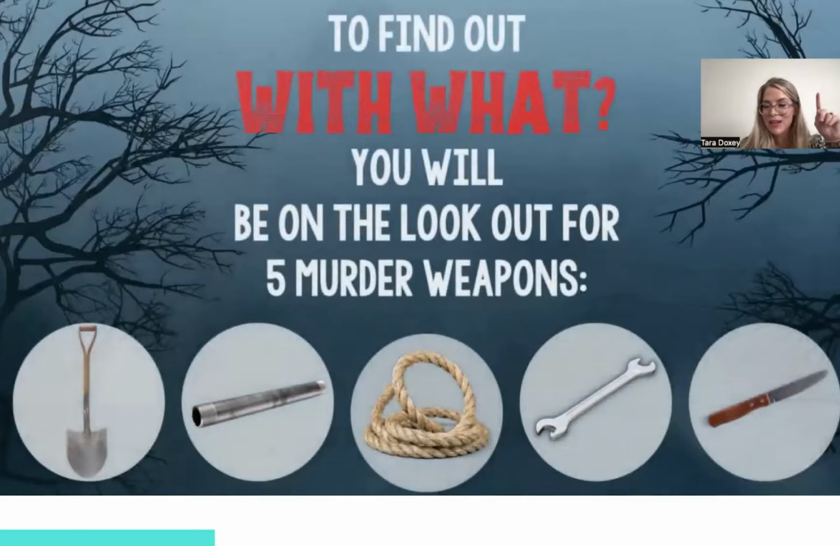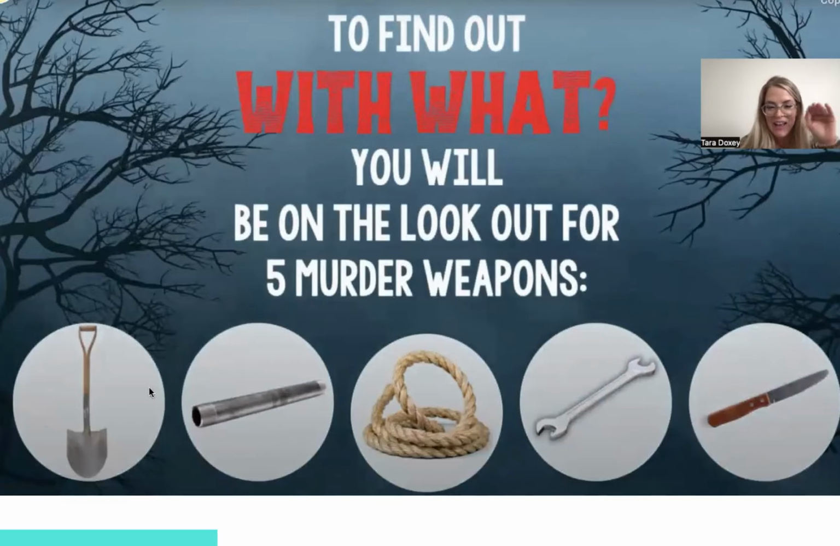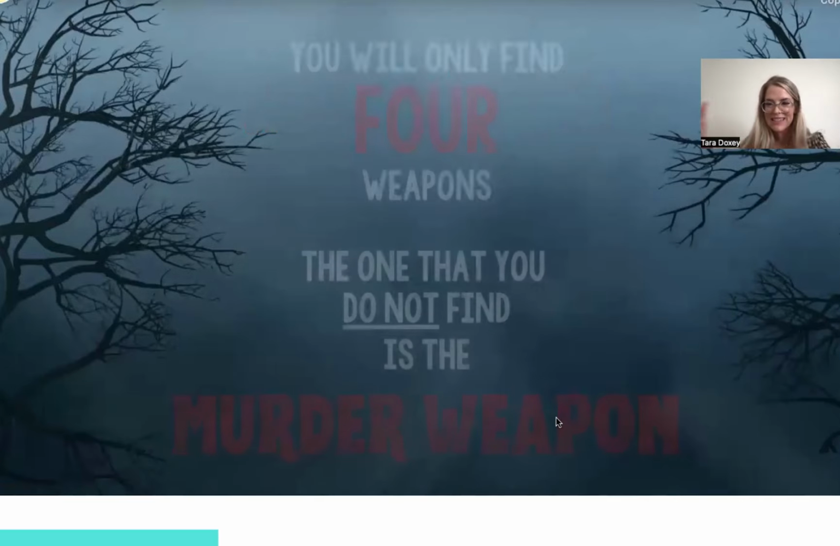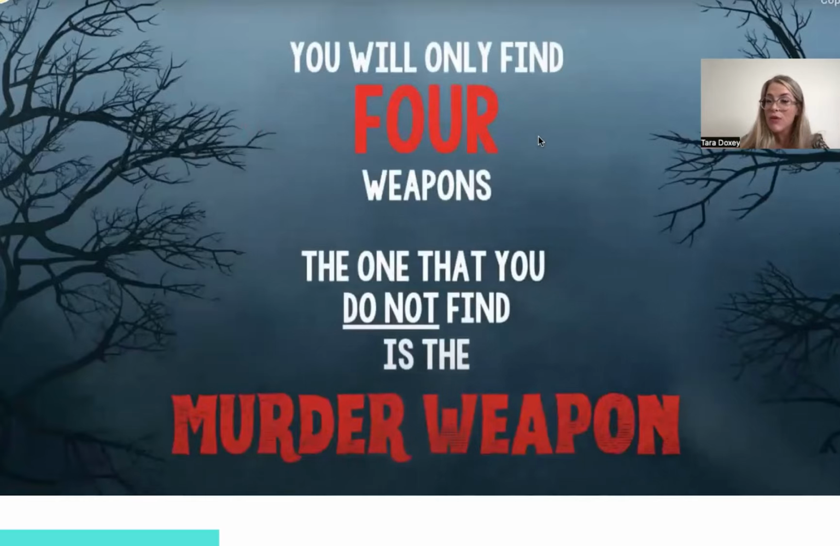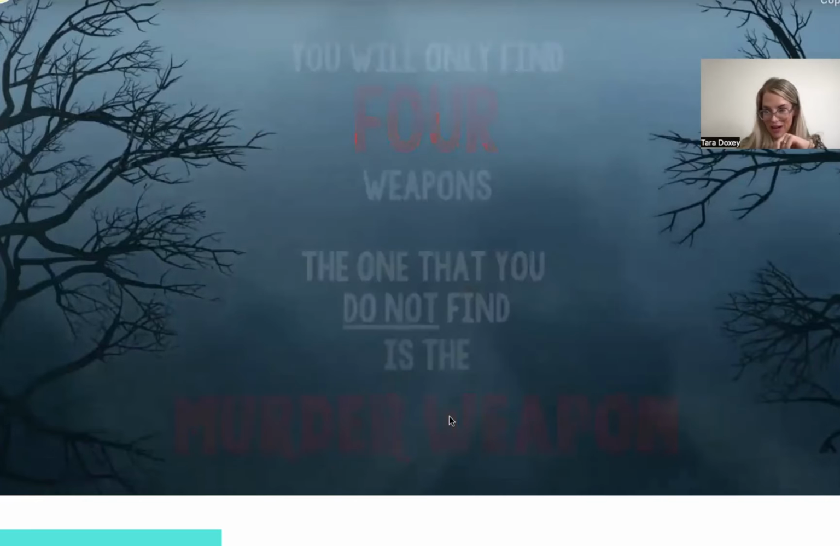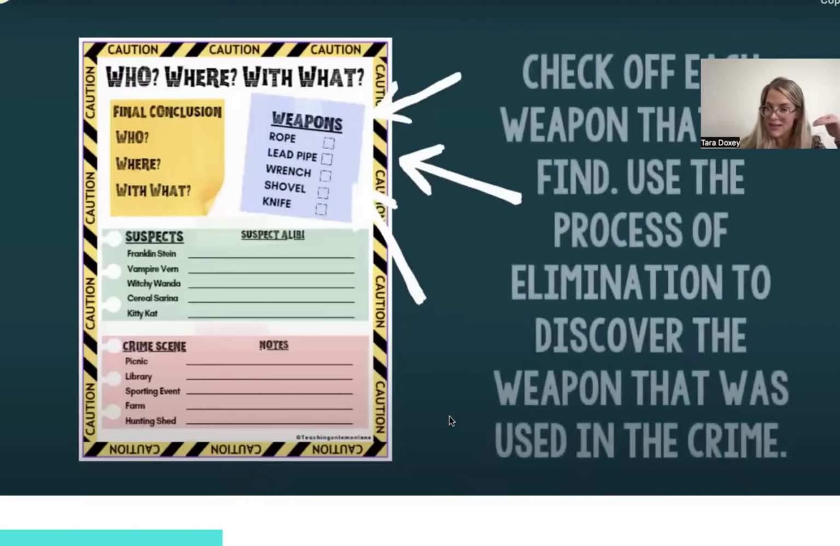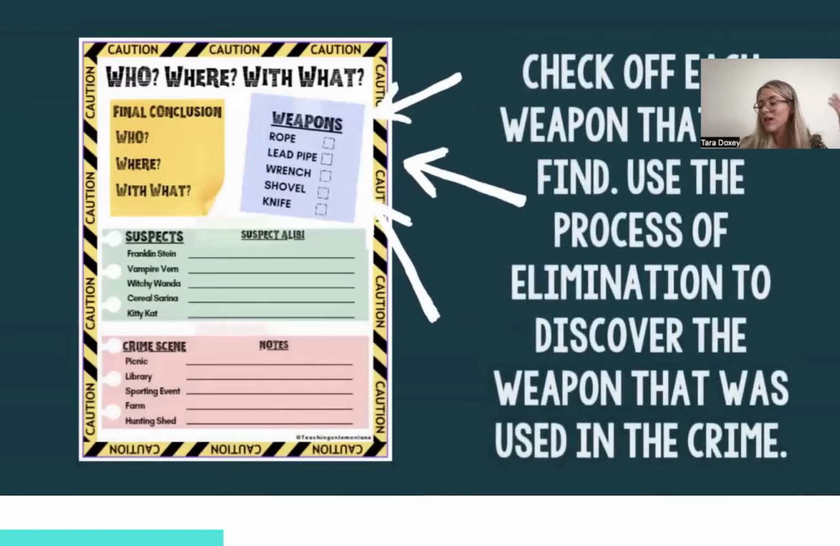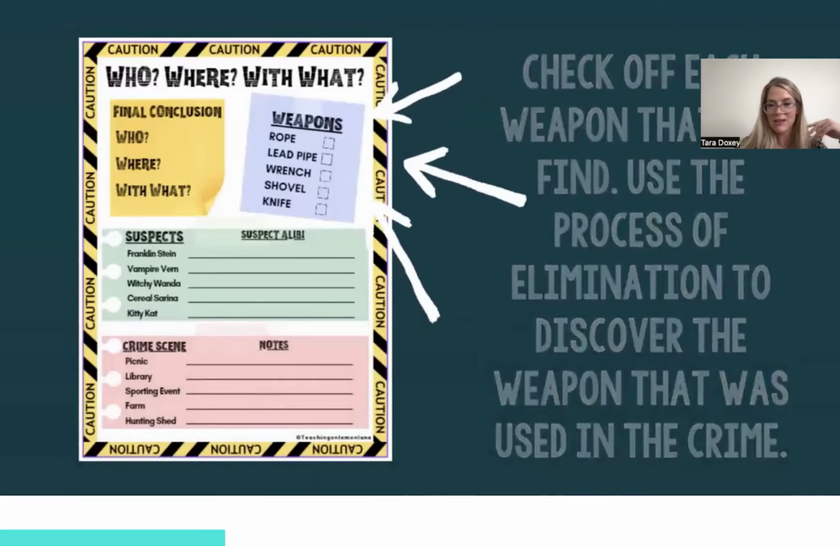Now, the weapon one is one that I'm super excited about because I figured out how to do a digital room where students walk through, and I hid the weapons in those 360-degree rooms. So they will find 4 weapons. The one weapon that they do not find is the weapon that was used in the crime, okay? So again, that's a process of elimination. So we could say that it's believed that the weapon is still on the suspect.